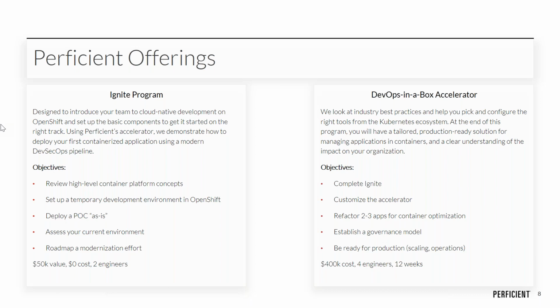What is the value add that you provide when compared to Red Hat professional services or other ROSA vendors? Does Perficient have any tools to make migrations quicker or flawless?